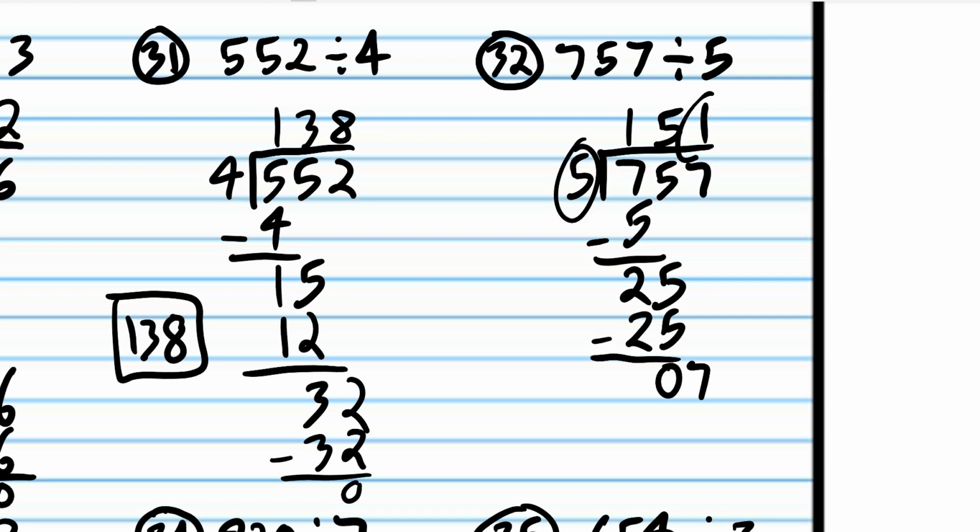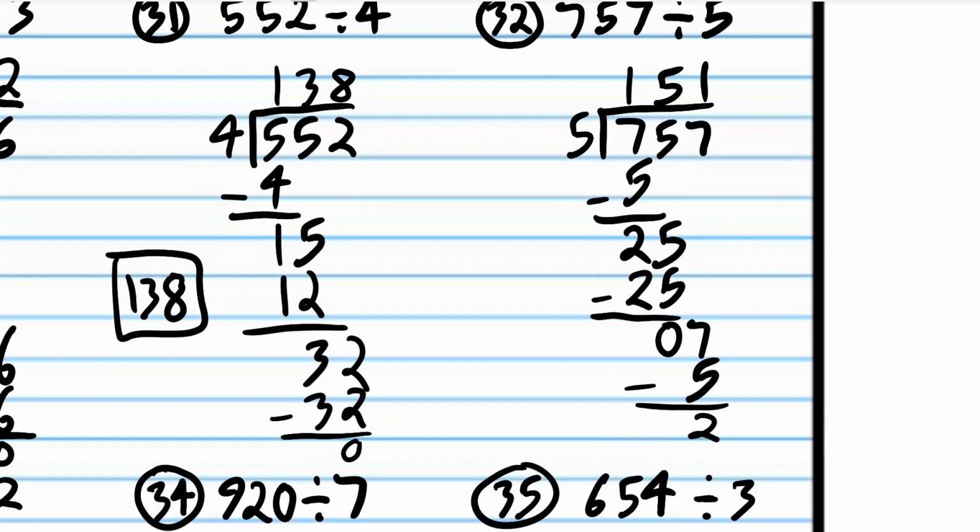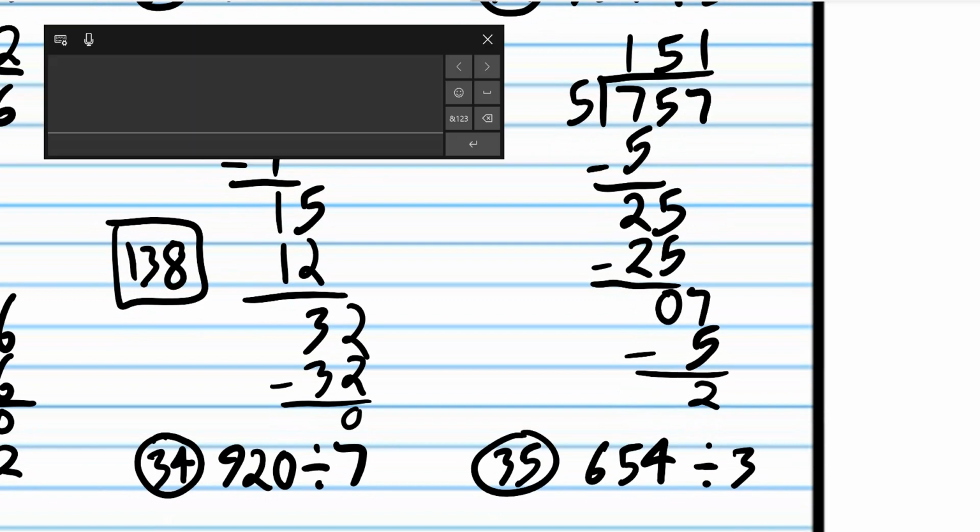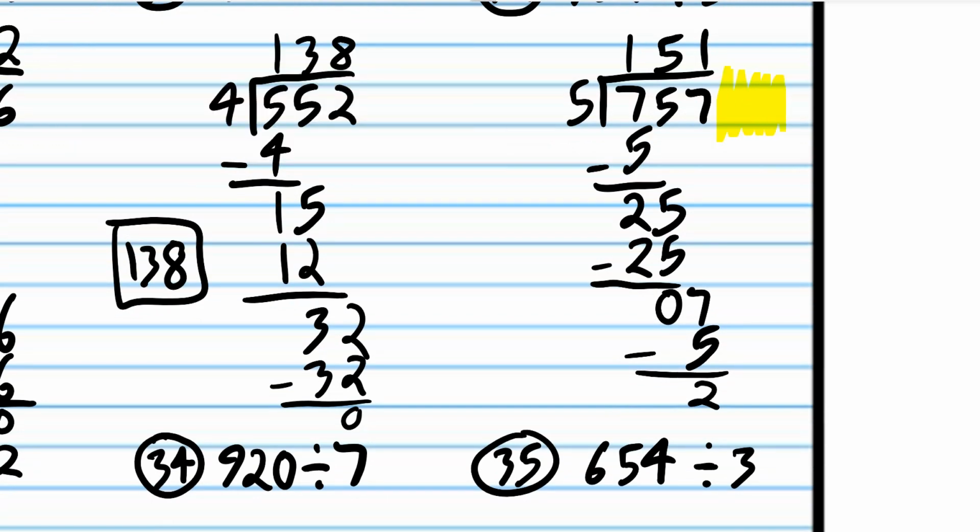And then 5 times 1 is 5. That's the second step of the last cycle. And then 7 minus 5 is 2. That's the third step of the last cycle. All right. So now we know that we're done because, again, there are no more numbers here to bring down.